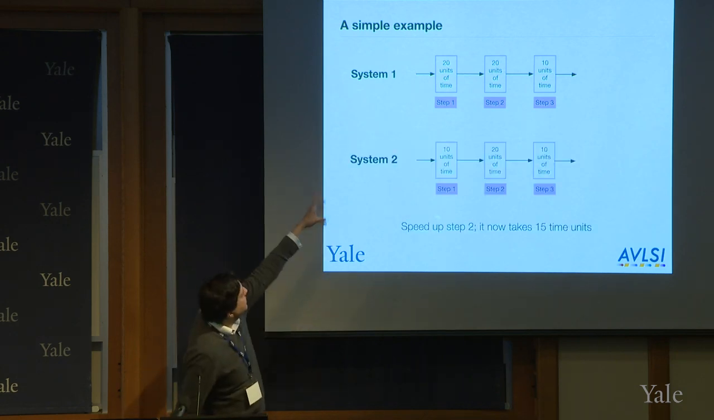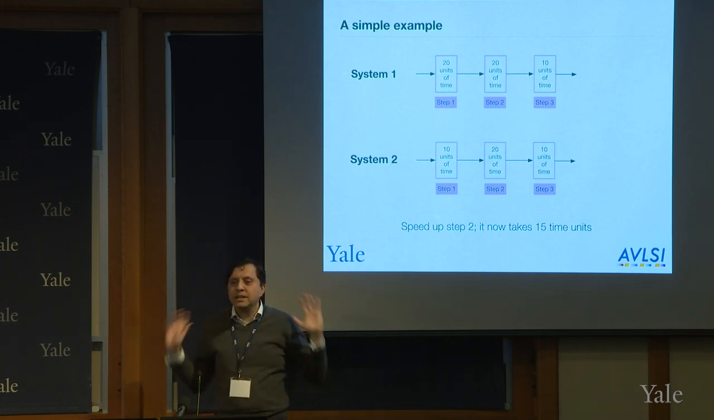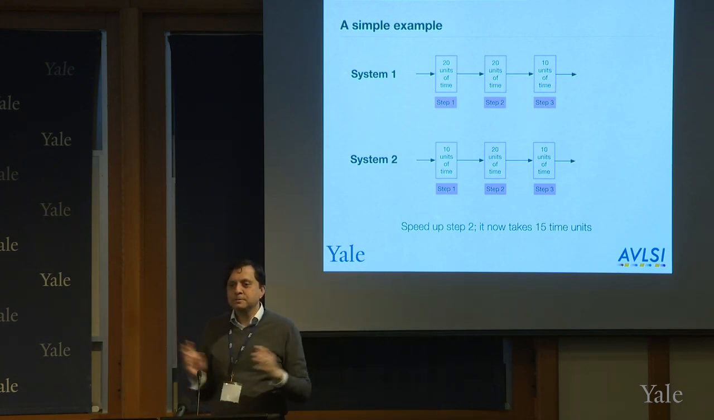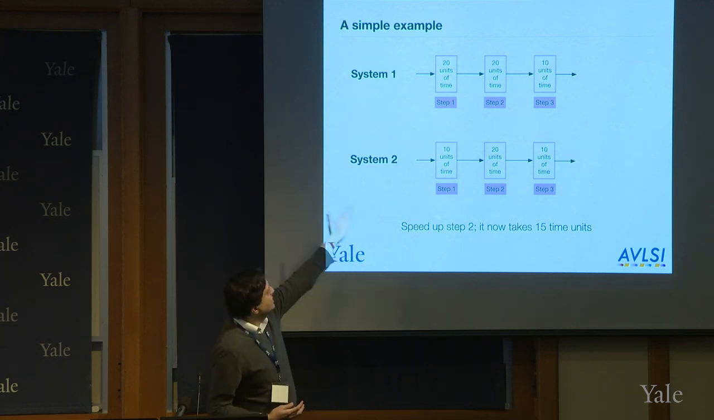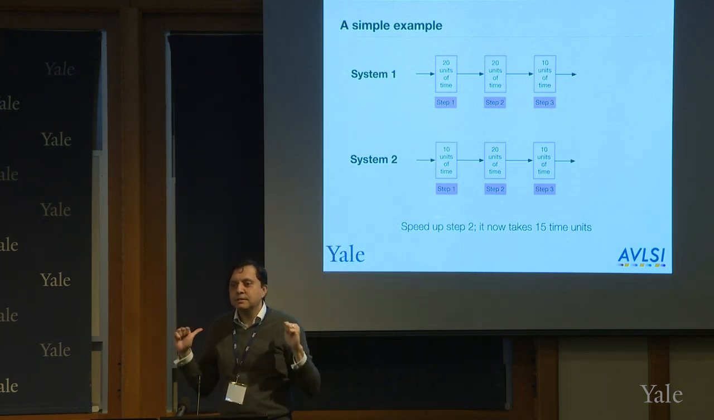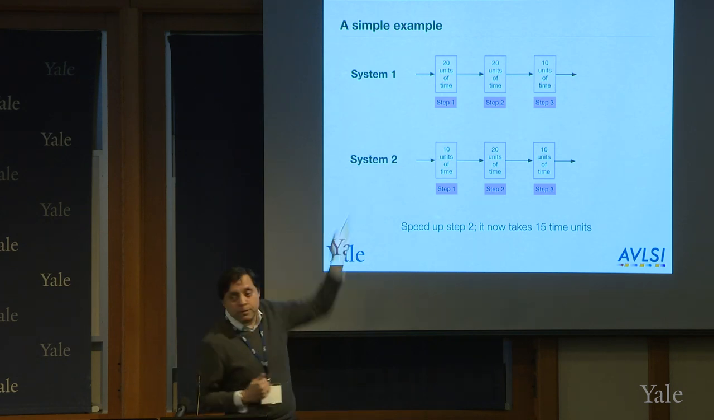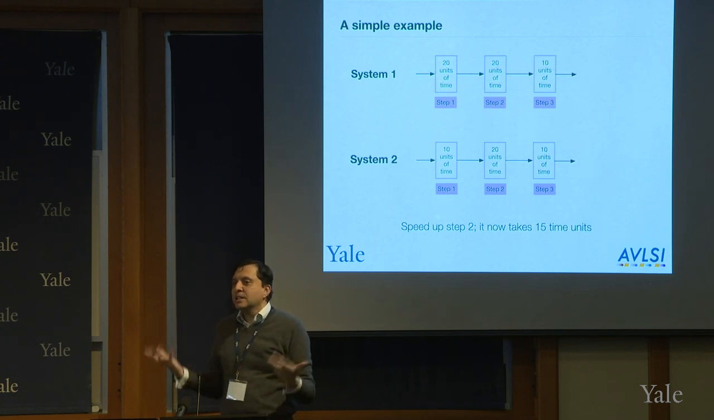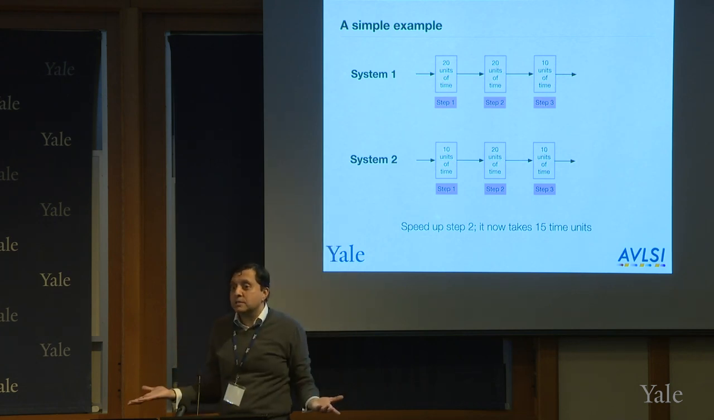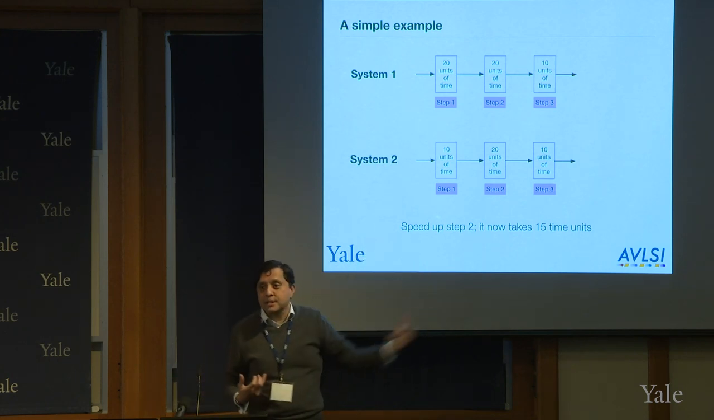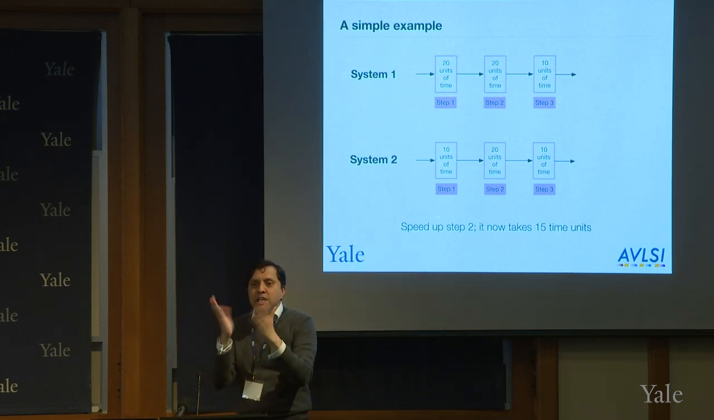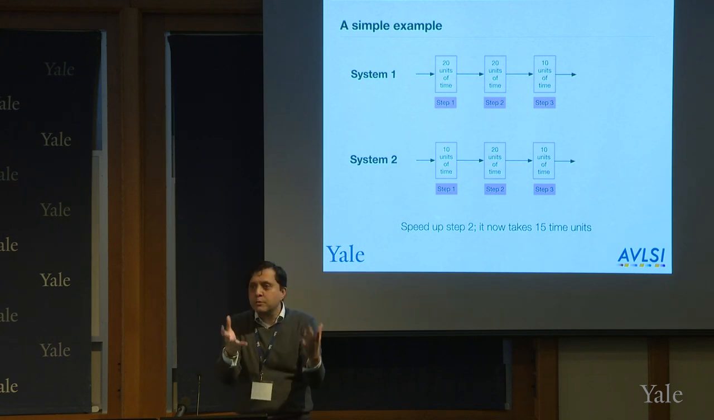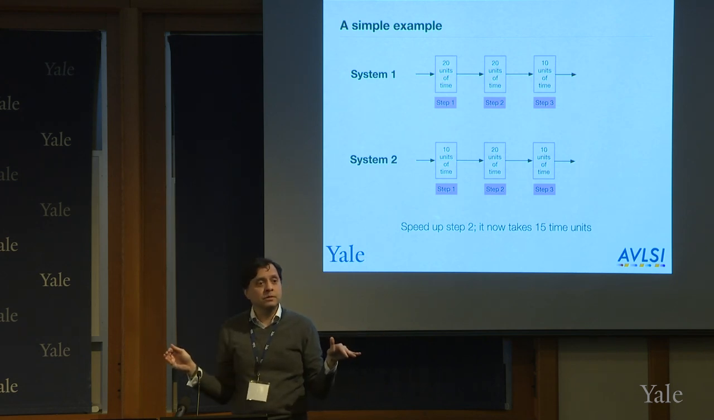I'm going to take two different variants: one where it's 20, 20, 10, and another where it's 10, 20, 10. My idea is something that will speed up step two. I can look at the second system and say, this is a great idea, things got faster. But if I apply it to the first one, nothing improved. The throughput of the system has not changed because you're still limited by the first step that takes 20 time units. So you think this is not a great idea. Depending on which system you're evaluating, even though locally you are improving some quantitative metric very clearly, the overall system didn't improve.